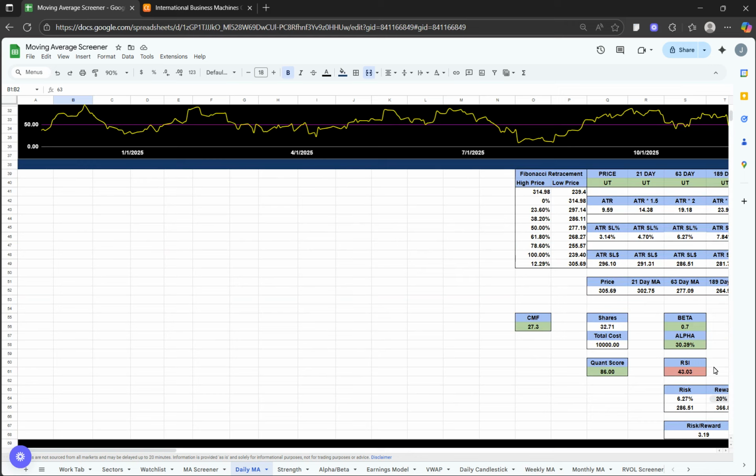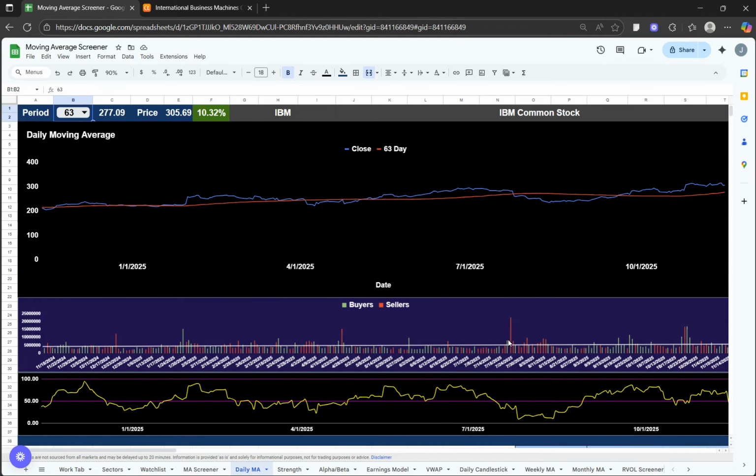And then this is just a quant score based on return on equity, cash flow, things like that I come up with. And that's me putting my own metrics in. So, take that with a grain of salt.